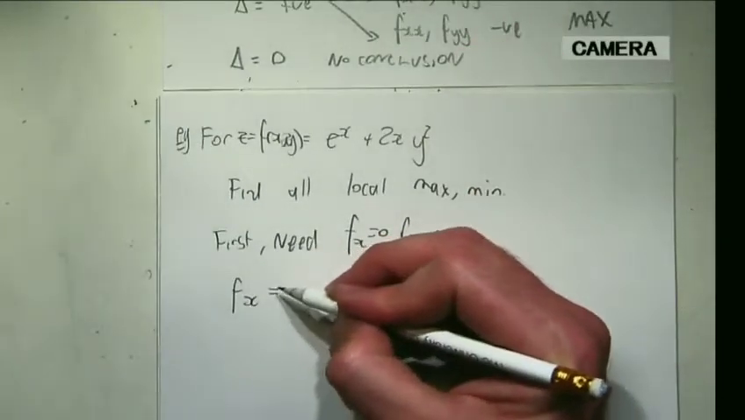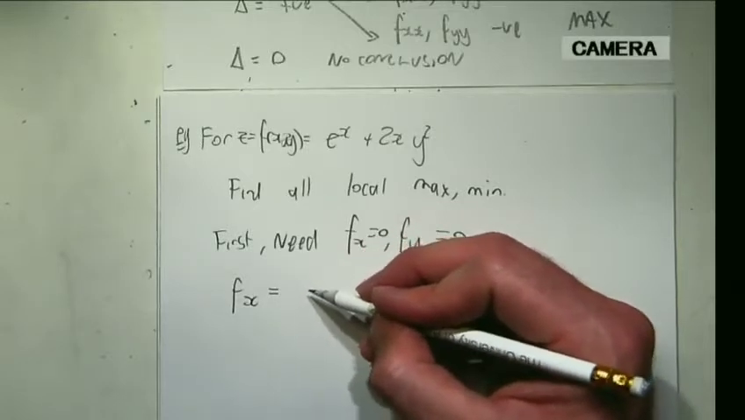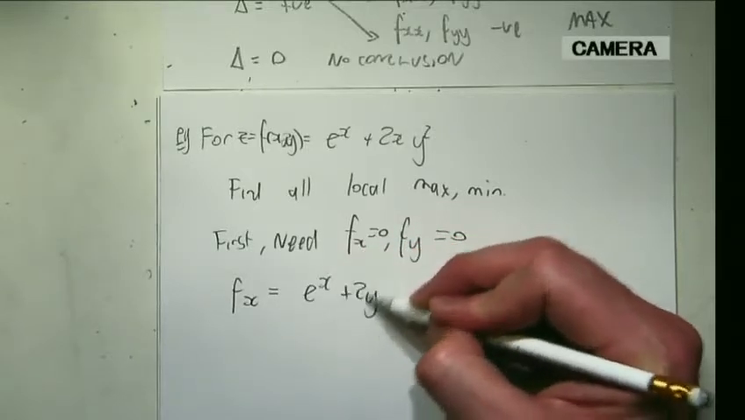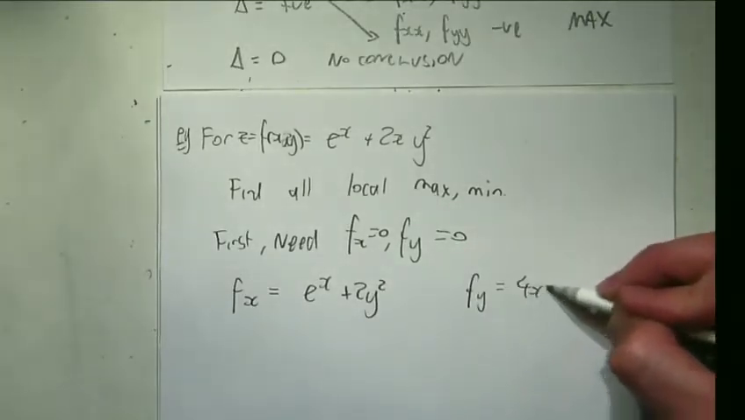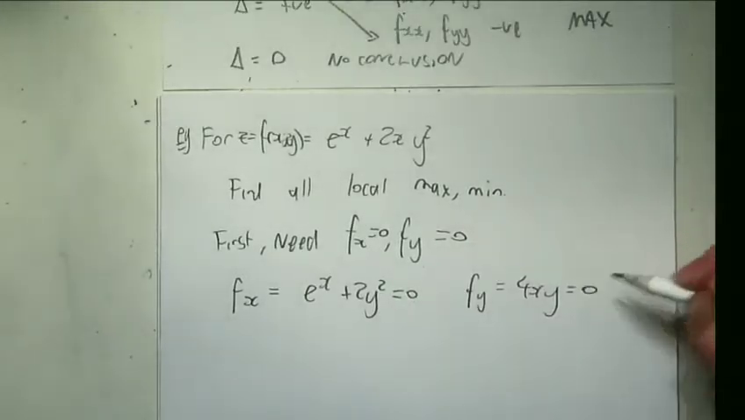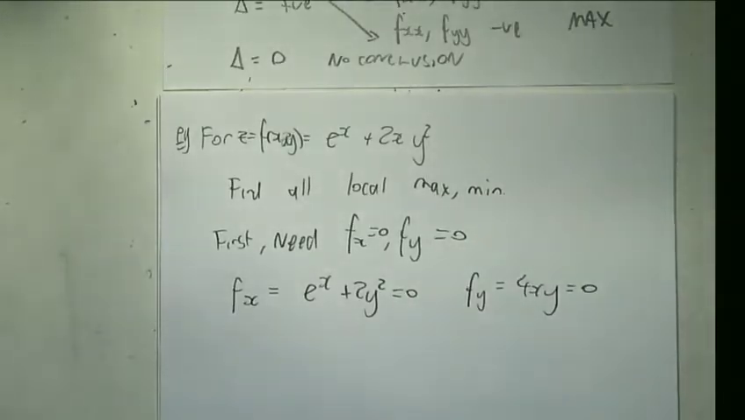So fx was equal to e to the x plus 2y squared, and fy was equal to 4xy. So I need them both to be 0 at the same time. So my problem is that I need some way of combining these two equations together to figure out what x and y are. So, see, it's got two equations and two unknowns, but it's not that simple. So first what I'm going to do, actually I found it doesn't have any. That's really disappointing.